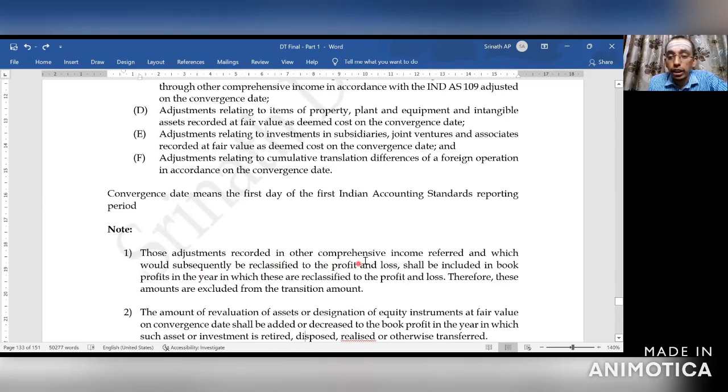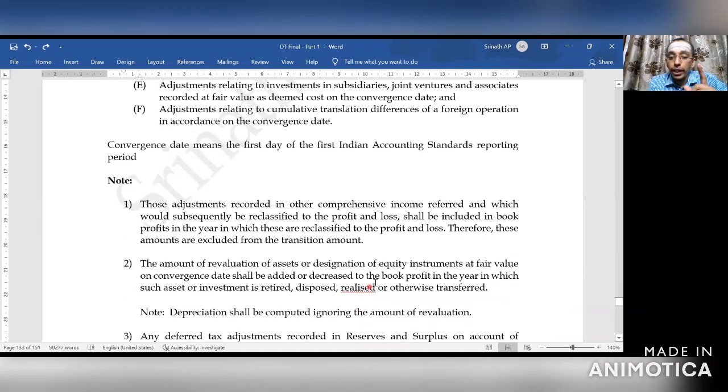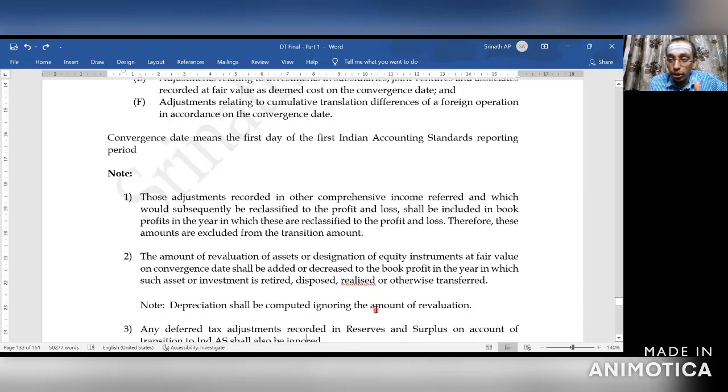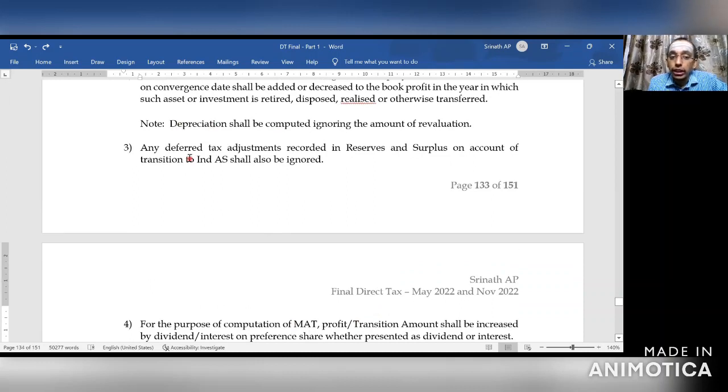These adjustments recorded in other comprehensive income which should be reclassified to P&L account shall be included in the year in which they are reclassified. Therefore, they are excluded. We know this. The amount of revaluation or designation shall be included in the year in which it is retired. We also know this. Depreciation shall be ignored on revaluation. This is the extra note. Any deferred tax adjustment recorded in the reserves and surplus shall also be ignored. For the purpose of MAT, profit or transition amount shall be increased by dividend or interest on preference shares, whether presented as interest or dividend.